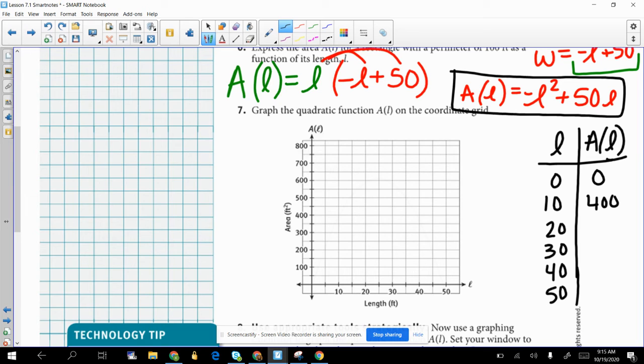If you plug in 20, you're going to get 600. If you plug in 30, you're going to get 625. If you plug in 40, you're going to get 600. And if you plug in 50, if you plug in, not 600. Oh, yikes. Hang on. Made a mistake there.